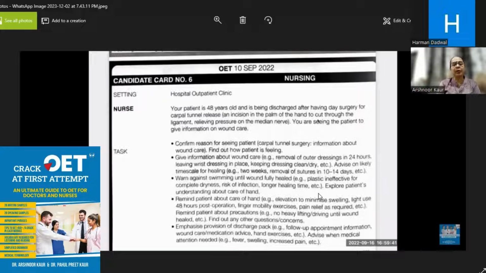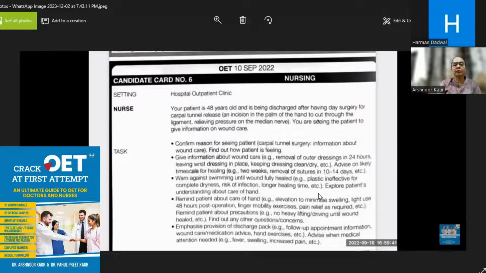Aspirants, it's an important task as wound care is very important, and we have to go with the proper topic. In the beginning, it is given: confirm reason for seeing patient, carpal tunnel surgery, information about wound care, find out how the patient is feeling. I started with this topic, and the nurse introduces herself by saying, my name is so and so, and I am the nurse in charge in this hospital outpatient clinic, or I'm one of the registered nurses working in the hospital outpatient clinic.